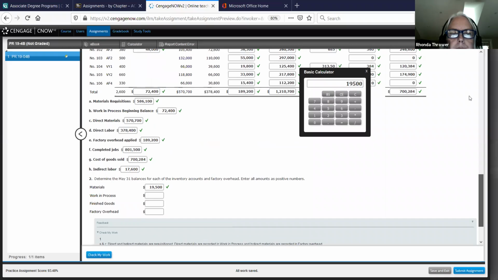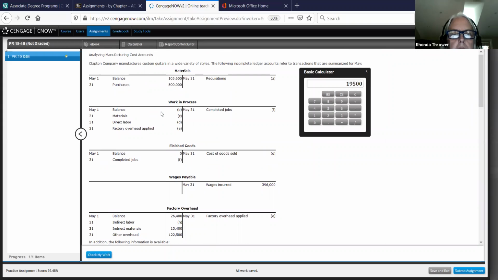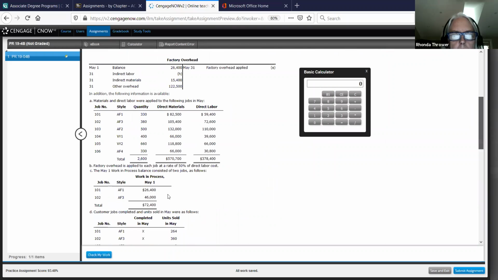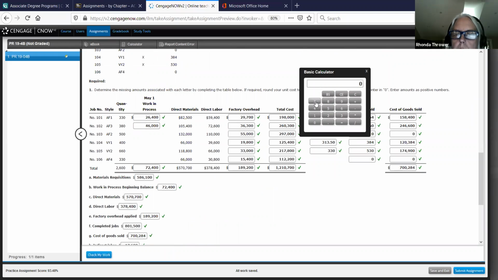We're going to do the same thing for our work in process. We're going to start with the beginning balance, which came from B. Our beginning balance was 72,400. To this balance, we're going to add our direct materials. And the direct materials is 570,700. We could have also gotten it from here. So we're going to add 570,700.